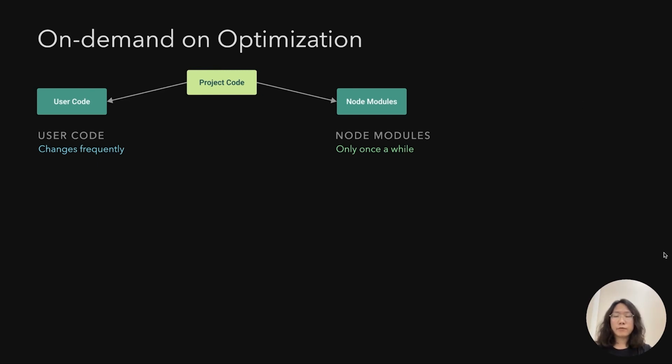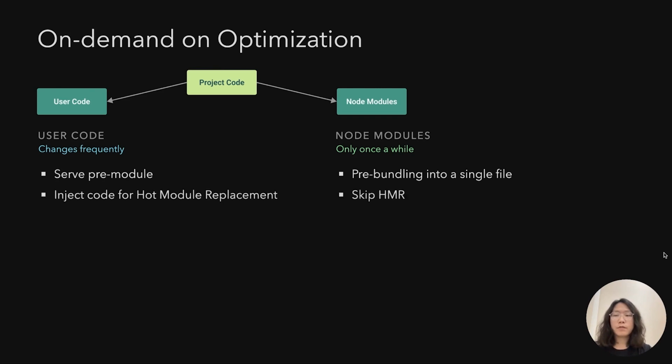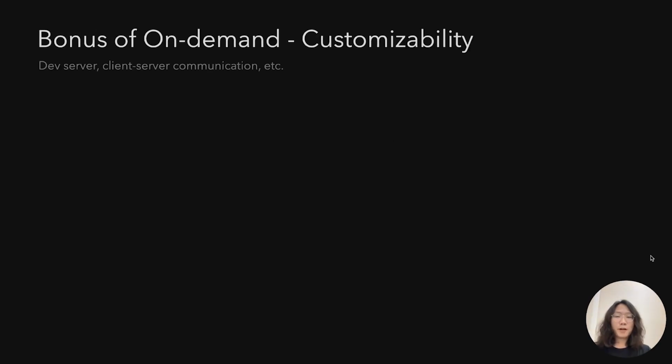Taking that assumption, Vite serves user code per module as bundle-less while pre-bundling the node modules into a single file that the browser can consume more efficiently. And Vite injects the code for hot module replacement for user code while skipping it in node modules. And finally, the bonus of on-demand.